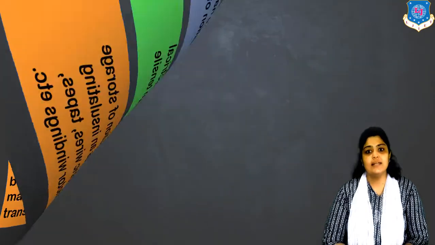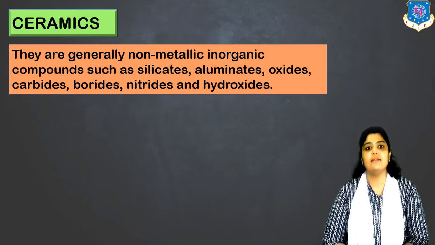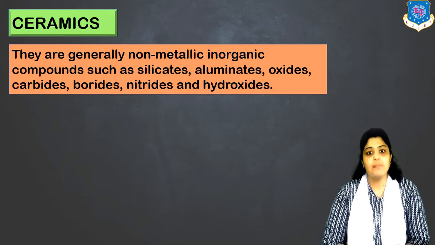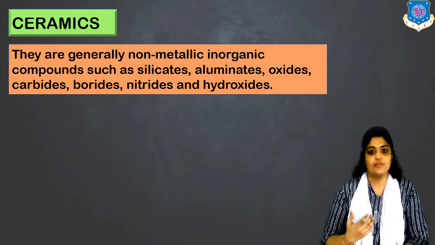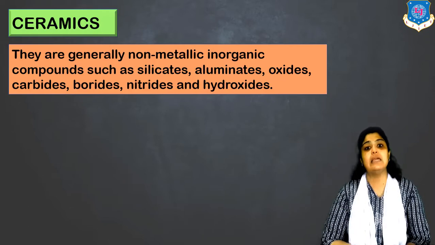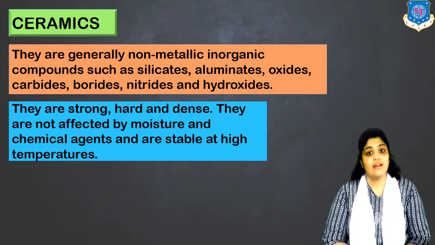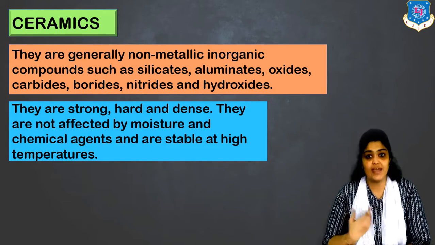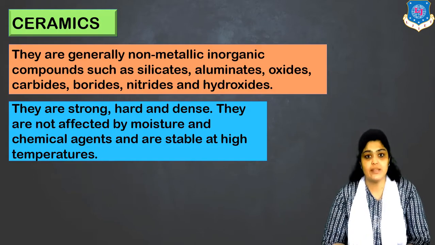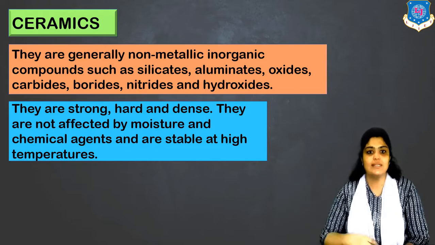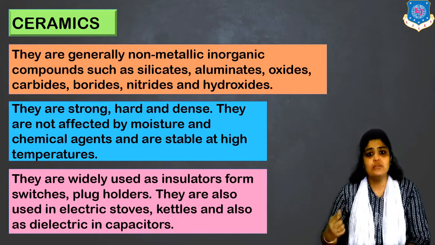Let's discuss another type of dielectric material, that is ceramics. They are generally non-metallic inorganic compounds such as silicates, aluminates, oxides. Then you have carbides, borides, nitrides or hydroxides. So it's a combination of such inorganic compounds. Ceramics are strong, they are hard, they are dense, they are not affected by moisture and corrosive agents, and they are very stable at high temperatures. So these are some of the properties of ceramics, and this tells us why they can be used as dielectric materials. What are the uses of ceramics?